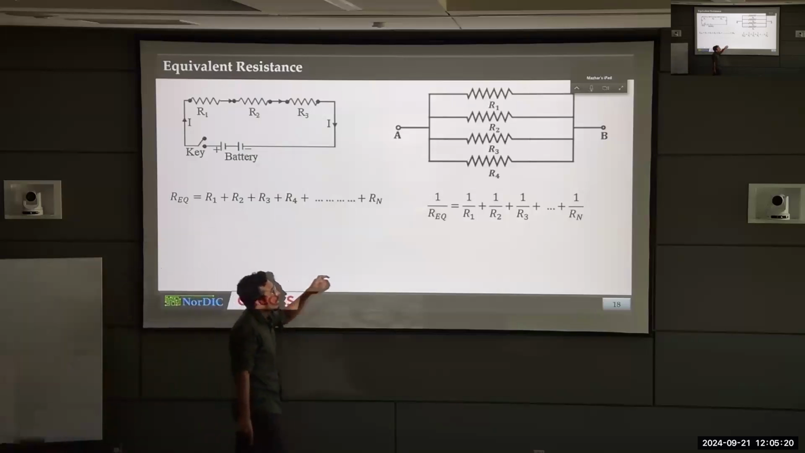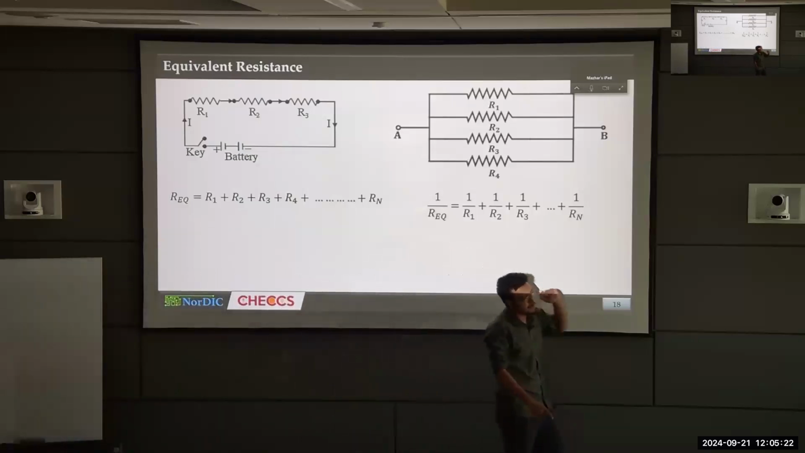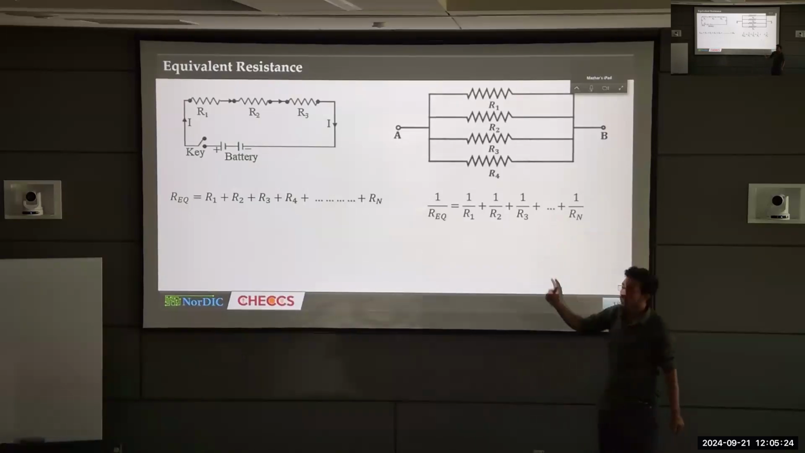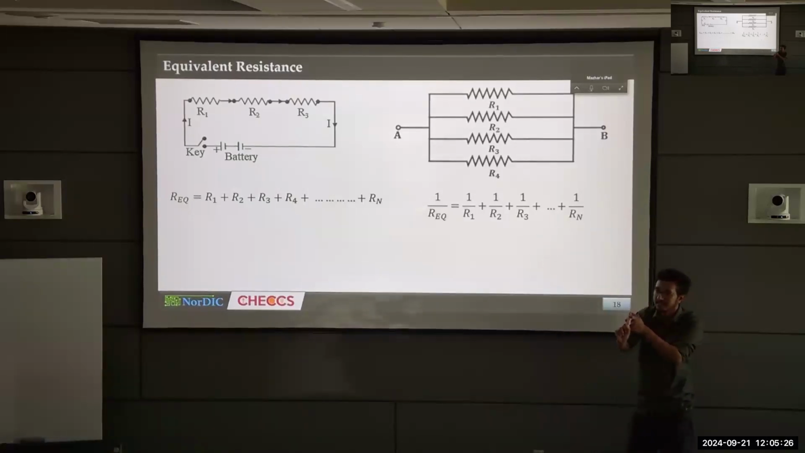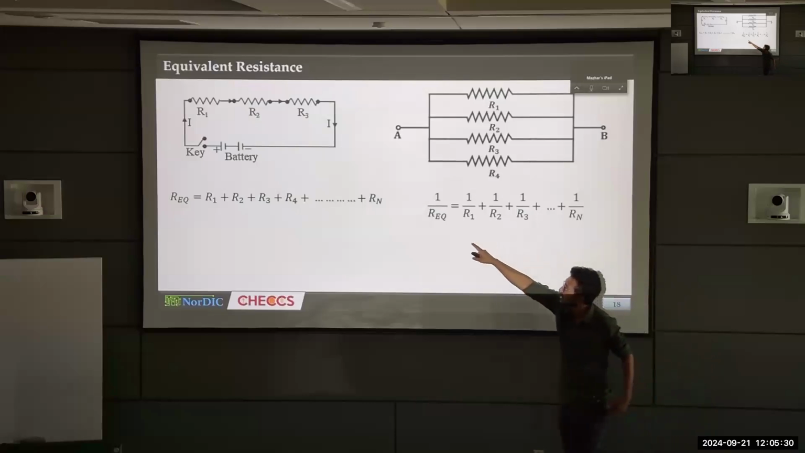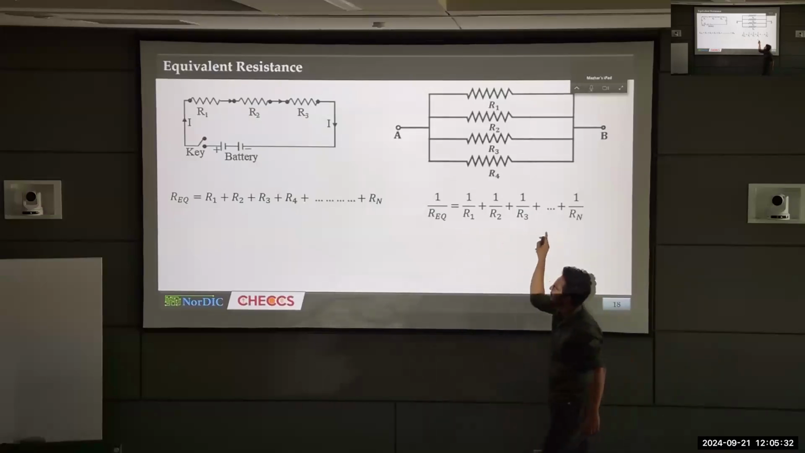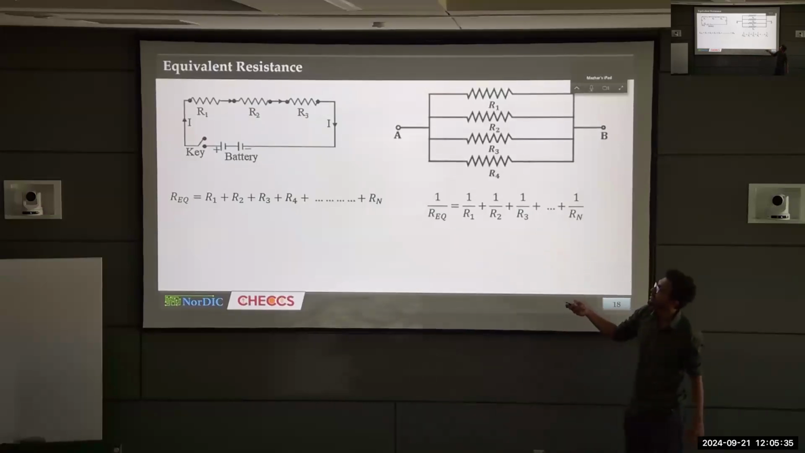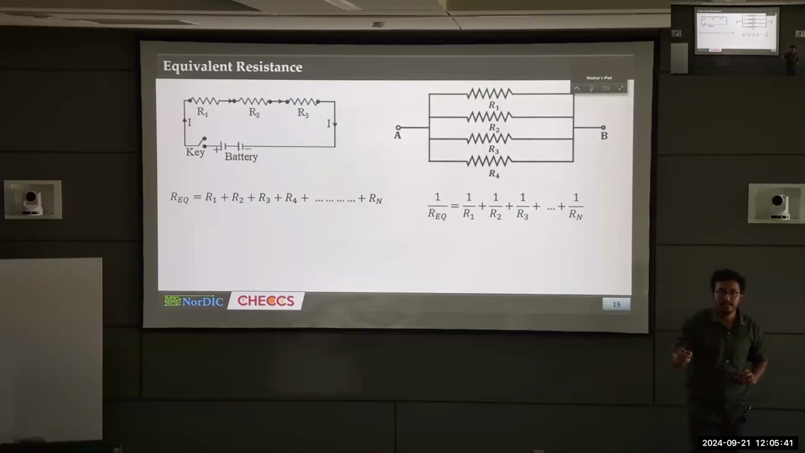Same here. If you want to replace all of these parallel resistances by only one single resistance, so that the overall circuit current doesn't change, it is basically this equivalent resistance, and this is the formula. So if I give you several assemblies of series and parallel connected resistances, I hope you can calculate it from these two formulas.